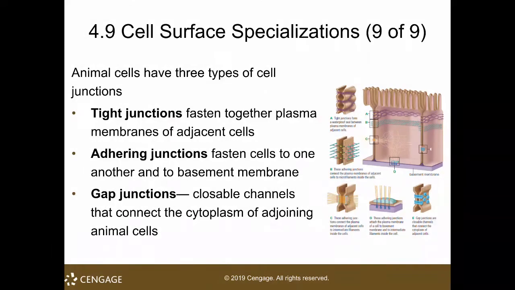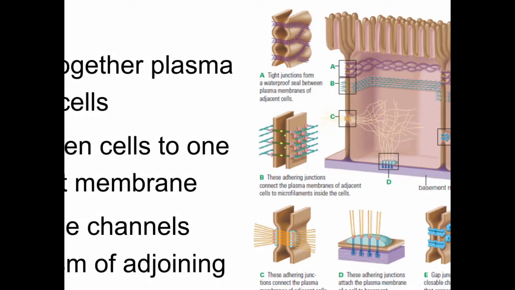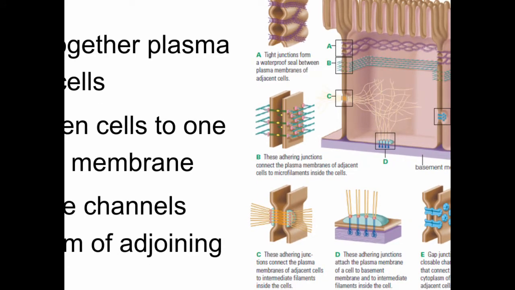And then you also have adhering junctions. There are different sub-classifications of adhering junctions, but their main purpose is to fasten one cell to another, and of course to the basal membrane. This is one type of adhering junction, another adhering junction, and another. Depending on which cells and tissue they are, you have specific types of junctions there.